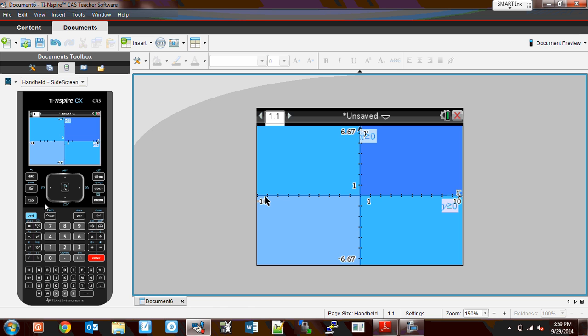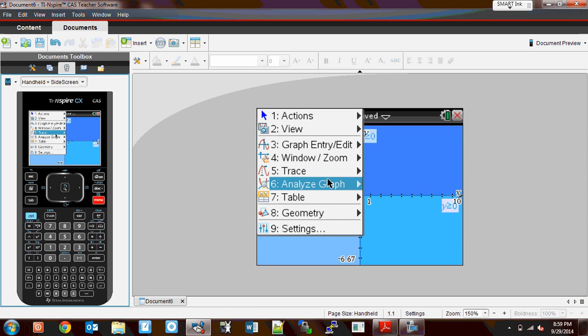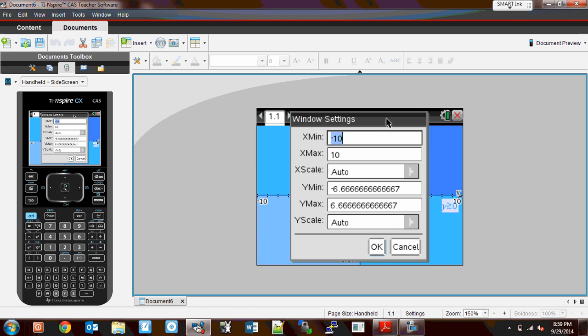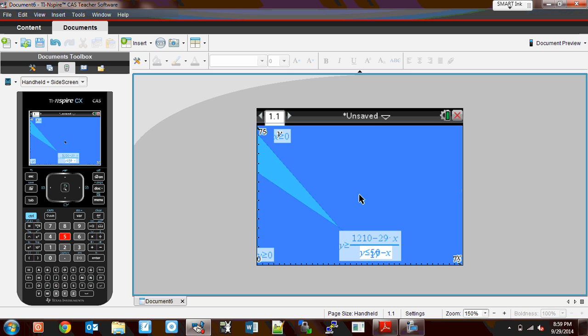All right. Now let's adjust our window. Go to Menu, Window Zoom, Window Settings. We know we're not going below the x-axis. Let's take this up to about 75, just so we know we get it. We know we're not going to go past the y, and let's do this to 75 as well. And let's see, where do they cross? Oh, well, they cross right here. So we have 3 points we're going to have to find.